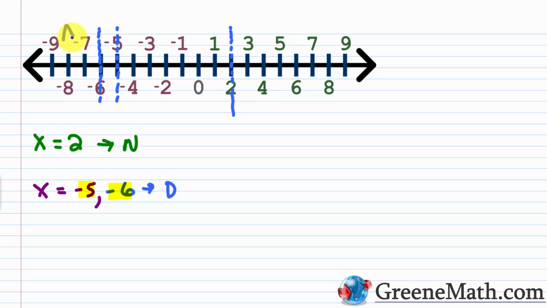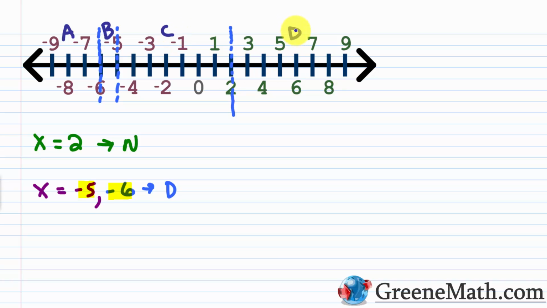So this will be interval A, and that'll consist of the numbers that are less than negative 6. Between negative 6 and negative 5 will be interval B. And then greater than negative 5 but less than 2 will be interval C. And then anything larger than 2 will be interval D.